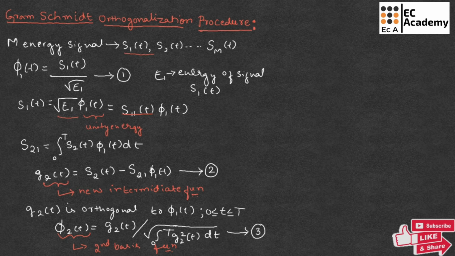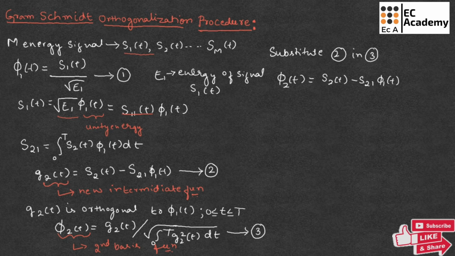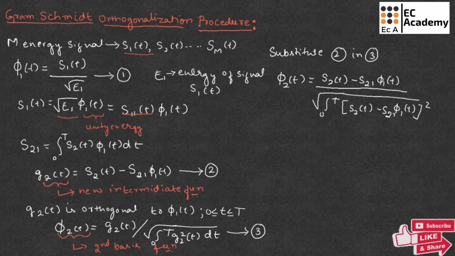Now if we substitute equation 2 in equation 3, then we'll get phi2 of t is equal to S2 of t minus S21 phi1 of t whole divided by square root of integration of 0 to T S2 of t minus S21 phi1 of t whole square dt.